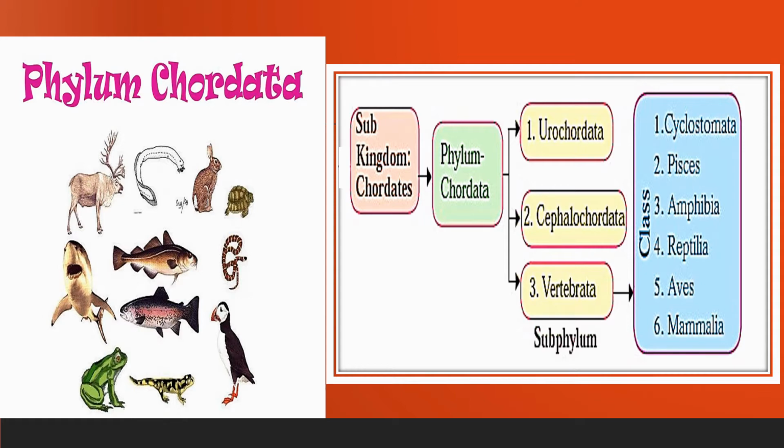Now students, subphylum Urochordata and Cephalochordata are often referred to as protochordates and are exclusively marine. And in Urochordata, notochord is present only in the larval tail, while in Cephalochordata it extends from head to tail region and is persistent throughout their life.